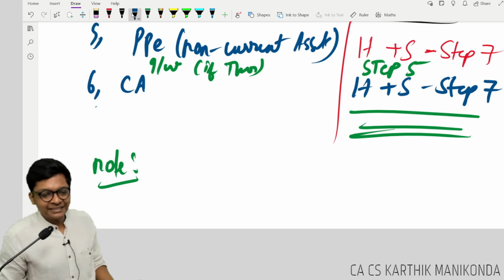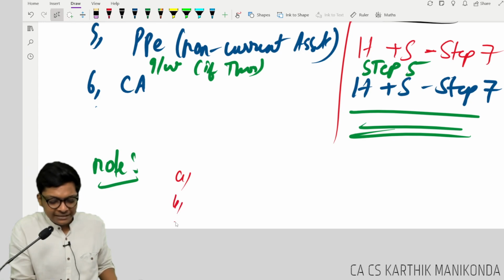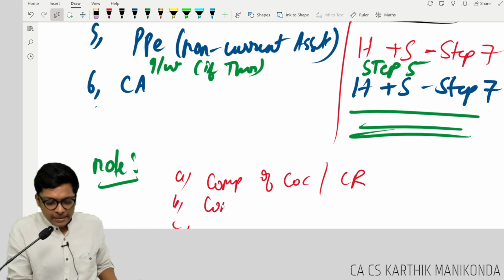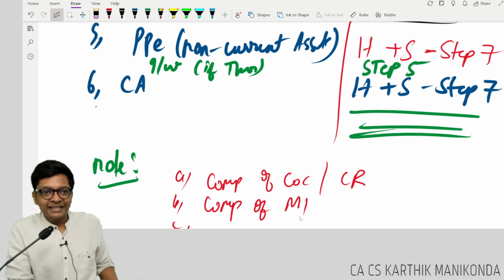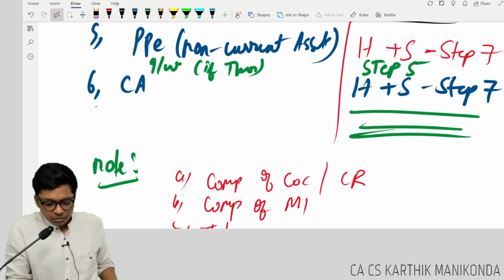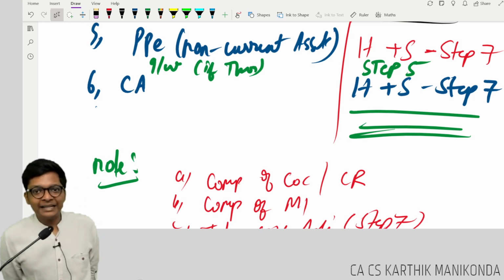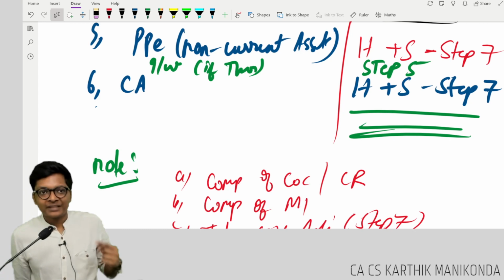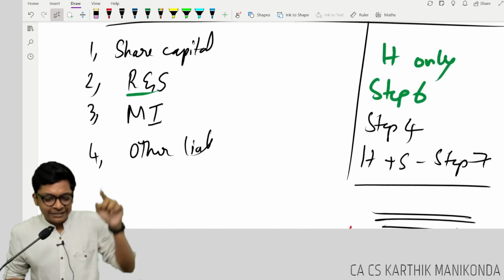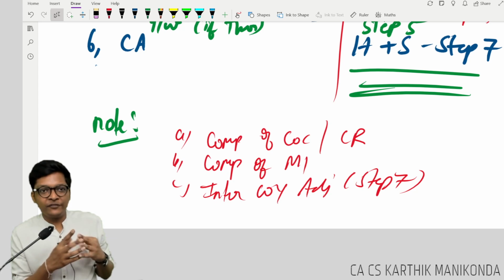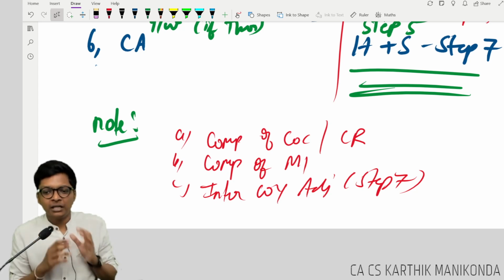3 subpoints, guys. Under the 3 subpoints A, B, C. One is computation of cost of control or capital reserve. Second is computation of minority interest, and last one is intercompany adjustments, which is my step 7. Correct? Consolidation is nothing but line by line addition subject to computation of 3 things: cost of control, minority and intercompany. Are you following? Look at the balance sheet. Except line by line, everything else is these 3. So if these 3 are correct for you and if you understand it conceptually, it's rich in concept. If you understand, consolidation is over.